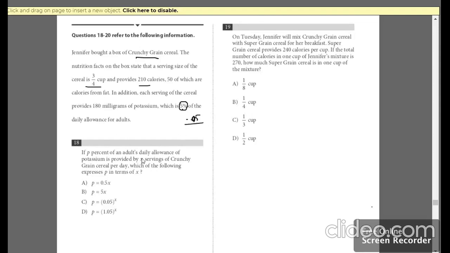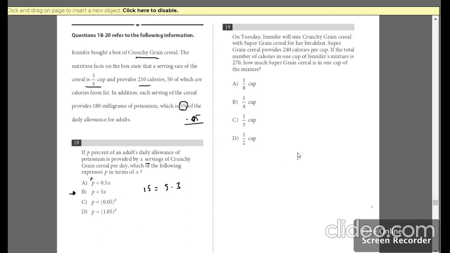If P% of an adult's daily allowance of potassium is provided by X servings of crunchy grain cereal per day, which of the following expresses P in terms of X? Remember, this is nothing but percentage. I would directly go to this one because it said 5%, that is, if we take 3 servings, it's going to be 5 times 3.